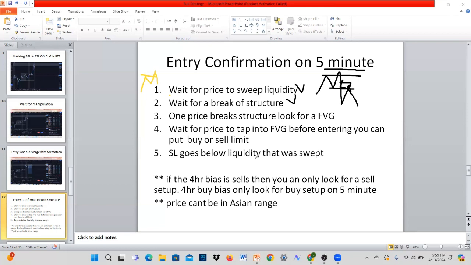So we want to align time frames and make sure each time frame aligns. So I like to make sure my 4-hour time frame is aligning with my 5-minute setup that I'm about to enter on. All right, so if the 4-hour buys, only look for buy setups on the 5-minute time frames.